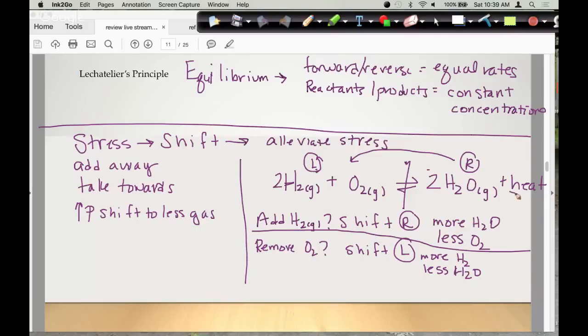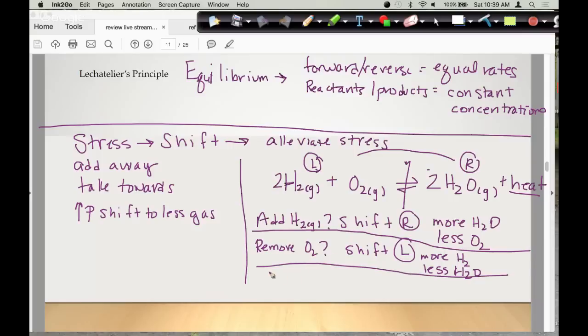If I increase the temperature, I talk about the heat. If I decrease the temperature, I talk about the heat. So wherever the energy term is, that's how you determine whether you're shifting towards or away from. Adding heat, you shift away from where the energy is. Removing heat, you shift towards.